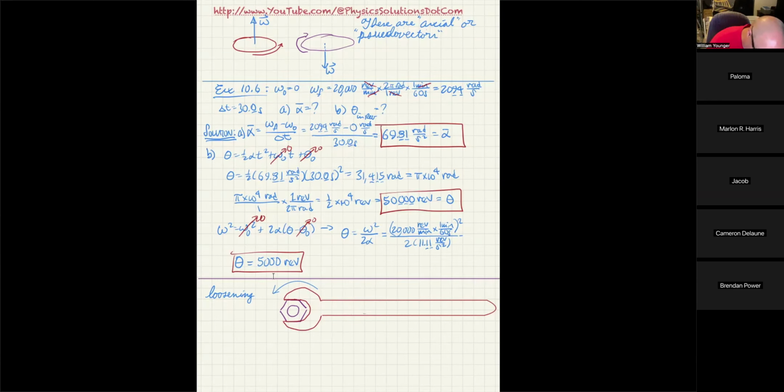So let me write that down real quick. Lever arm is the distance from the center of rotation to the point of application of the force.